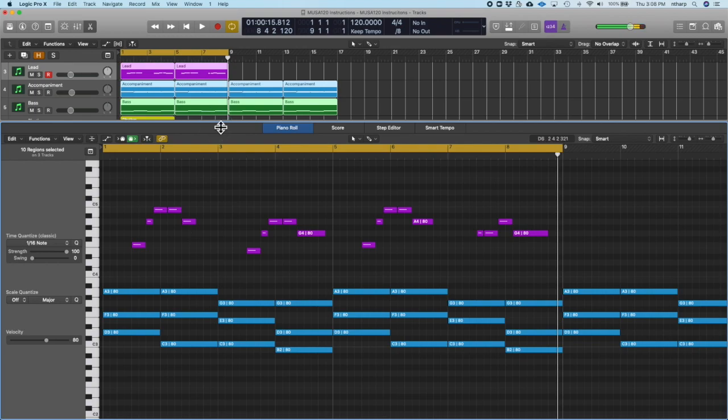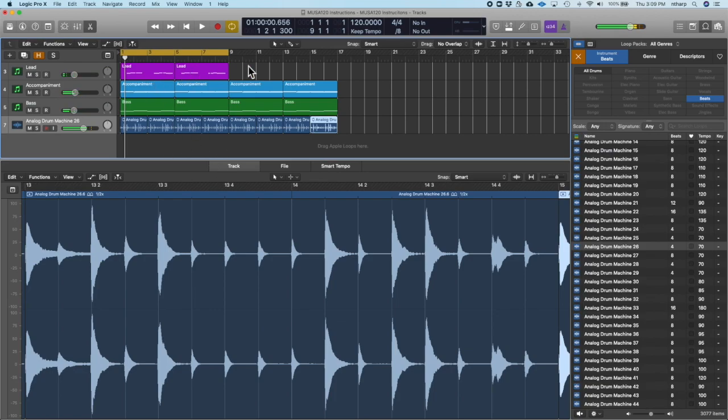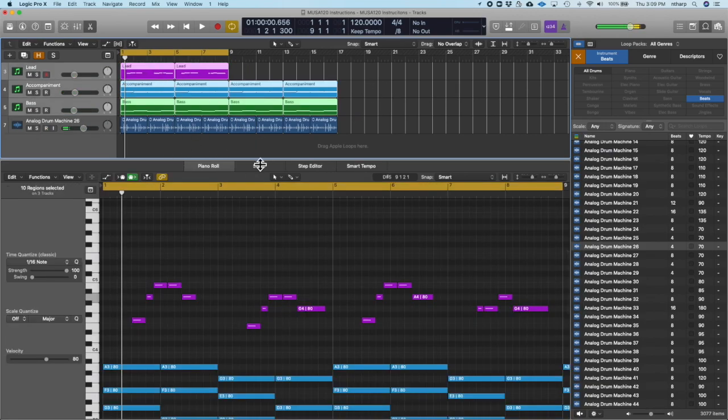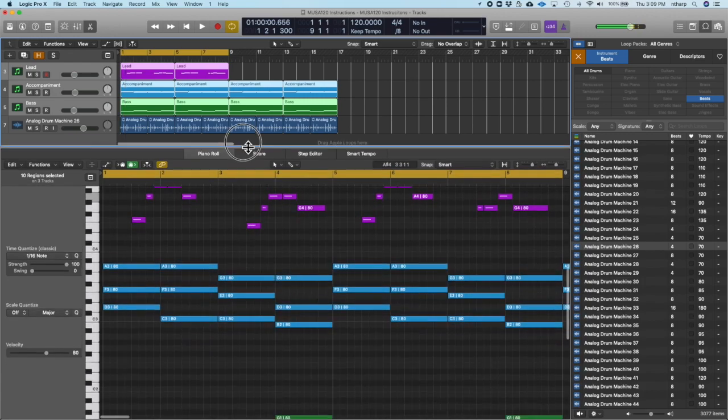To kind of get a better idea how this is going to sound, let me just throw in a quick rhythm part. Okay, so I just grabbed a quick analog, I would say retro hip-hop sound, except it's the same sounds that they're using now. So here we go.